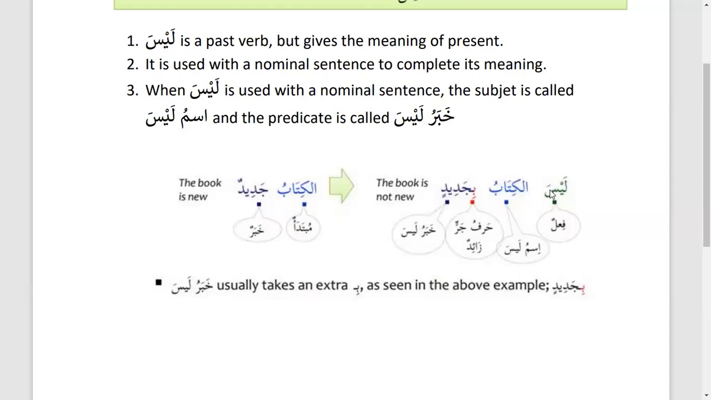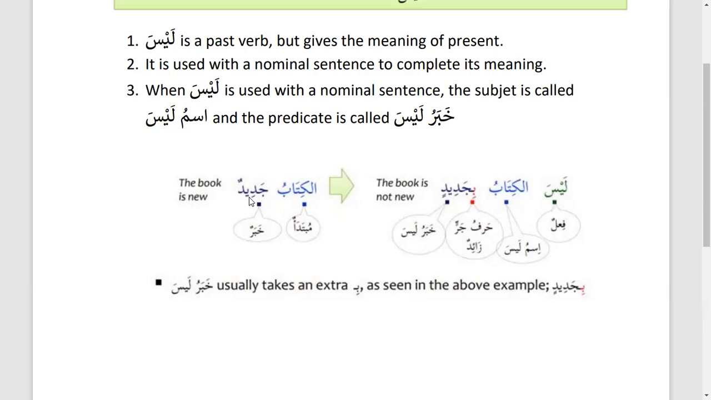So basically, it needs a nominal sentence, as we can see here: al-kitabu jadidun, sorry, al-kitabu jadidun. It needs a nominal sentence. So it becomes part of the nominal sentence and gives the meaning of present. So we say, the book is not new.